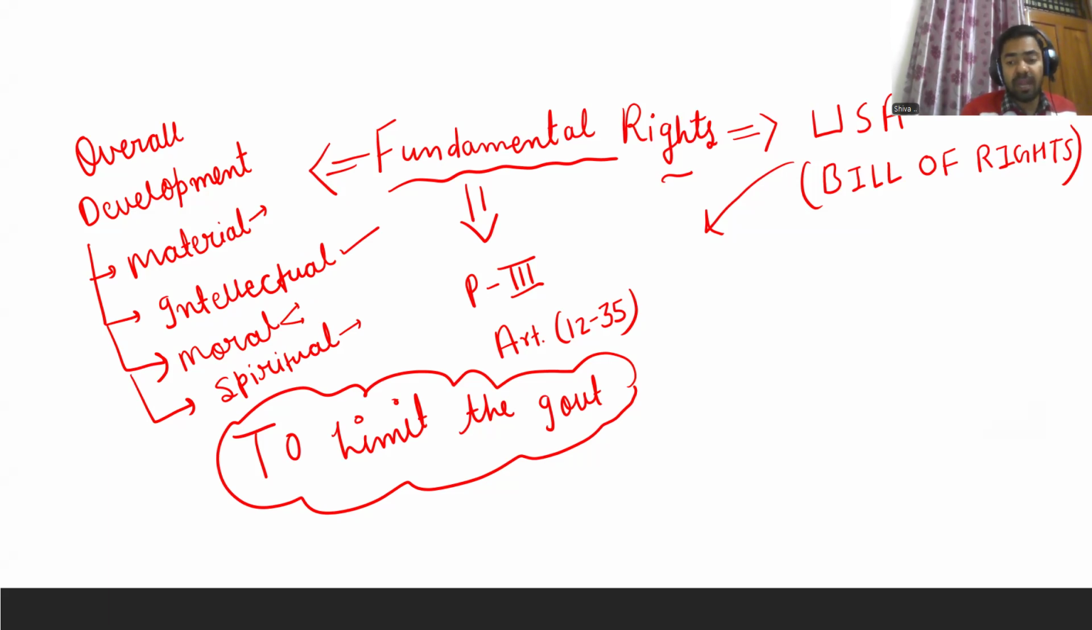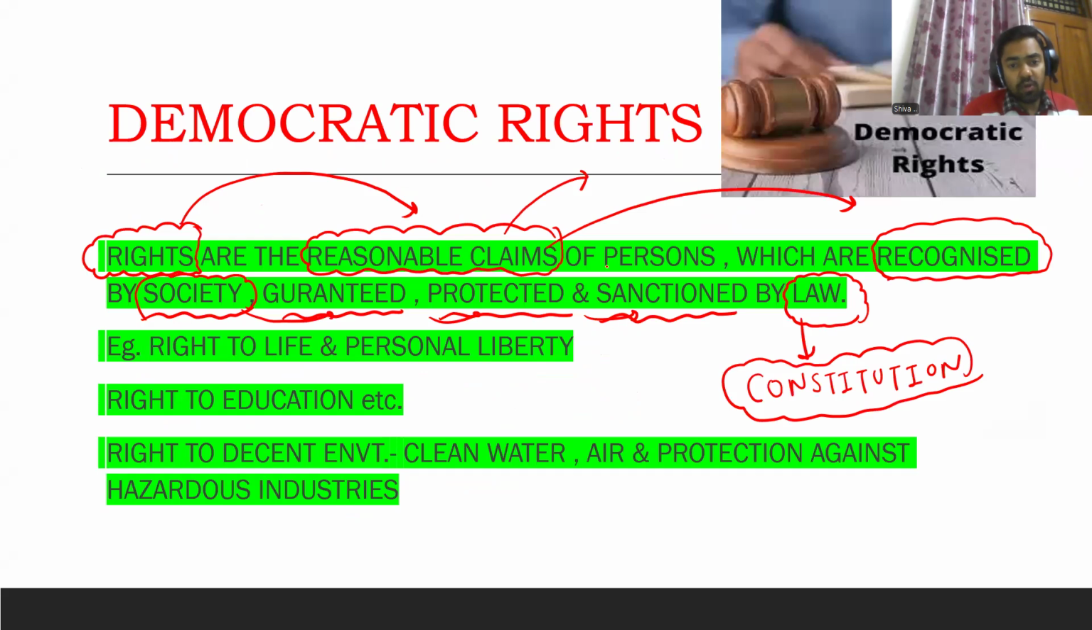So, what is the purpose of life? So they can fulfill it. They can be happy. They can live their life with dignity, which is mentioned in Article 21. That is the right to life and personal liberty, which is mentioned in Article 21. And it has got 2 dimensions.